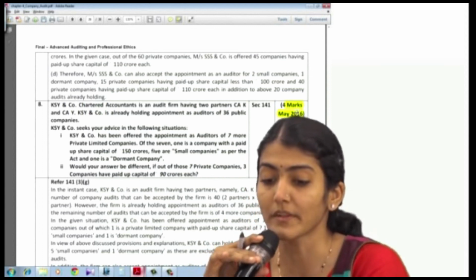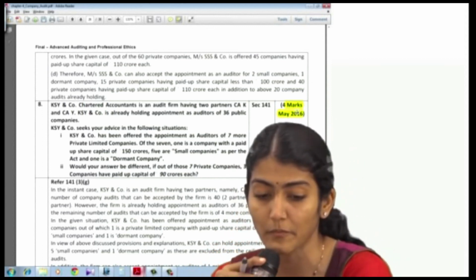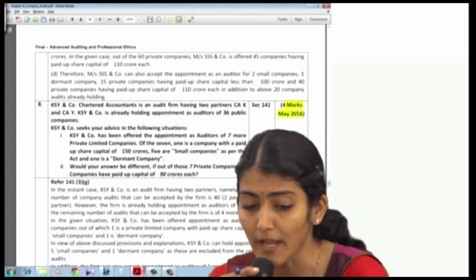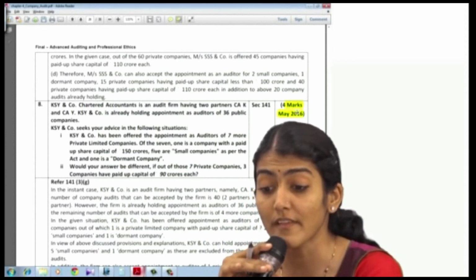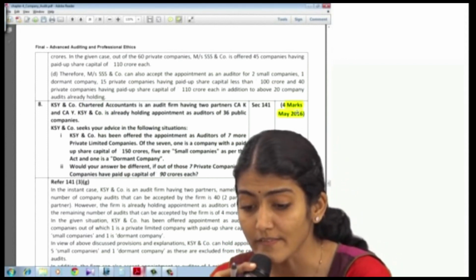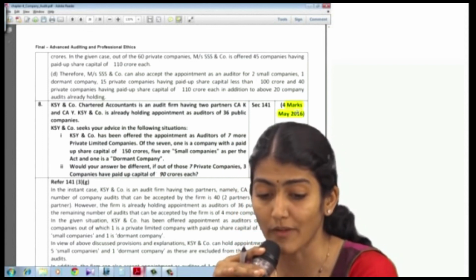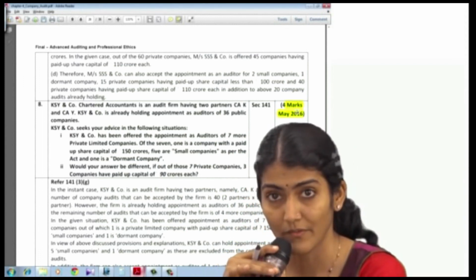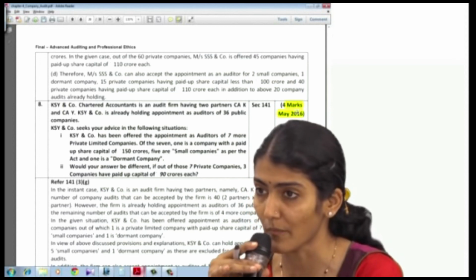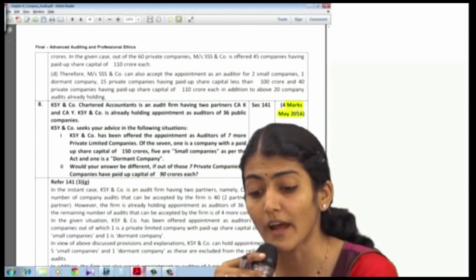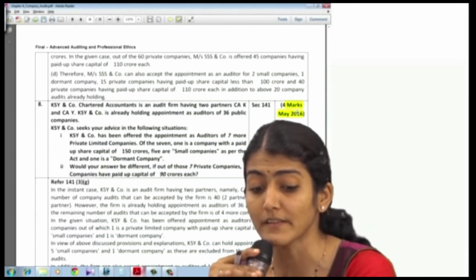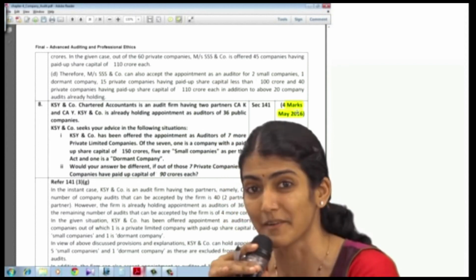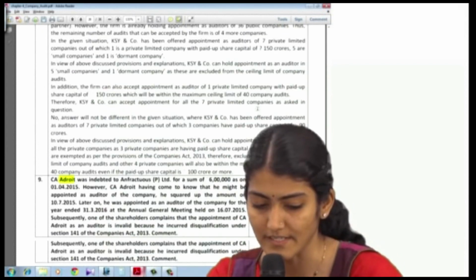KSY and Company Chartered Accountants is an audit firm having 2 partners, K and Y, is already holding the appointment of 36 public companies. KSY and Company have been offered the appointment as auditor of 7 more private limited companies. Of the 7, 1 is a company with paid up share capital of 150 crore. 5 are small companies as per the act and 1 is a dormant company. So he can accept all of them because only 1 is having 150 crore paid up share capital. Would your answer be different if out of these 7 private companies, 3 are having paid up share capital of 90 crore? Still your answer would be the same because the limit is 100 crore. Right, so that was for May 16 it was asked.